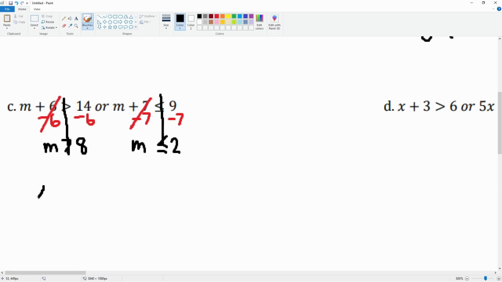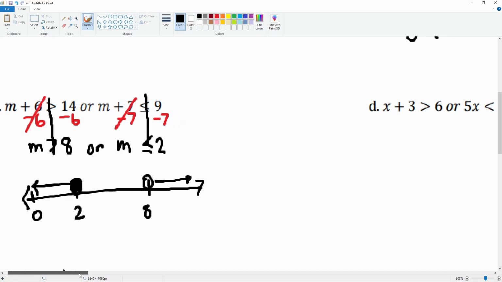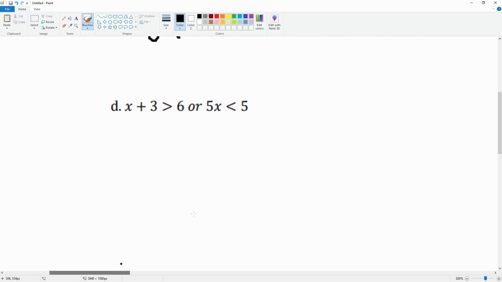So you don't have to graph it, but I'm just going to show you. m is greater than 8, so it's open and goes to the right. And here's the 2. m is less than or equal to 2. It's closed on 2 and goes all the way to the left. Here's the number 0 for reference. So m is greater than 8 or less than or equal to 2. It's 2 arrows pointing away.